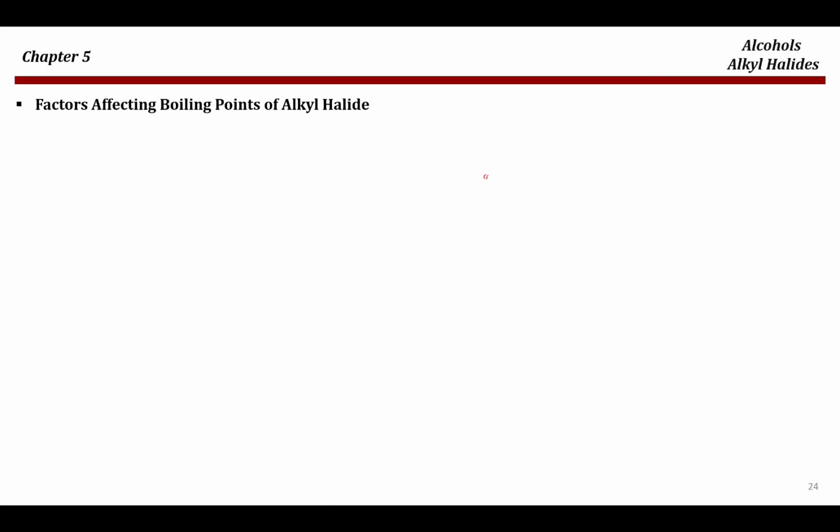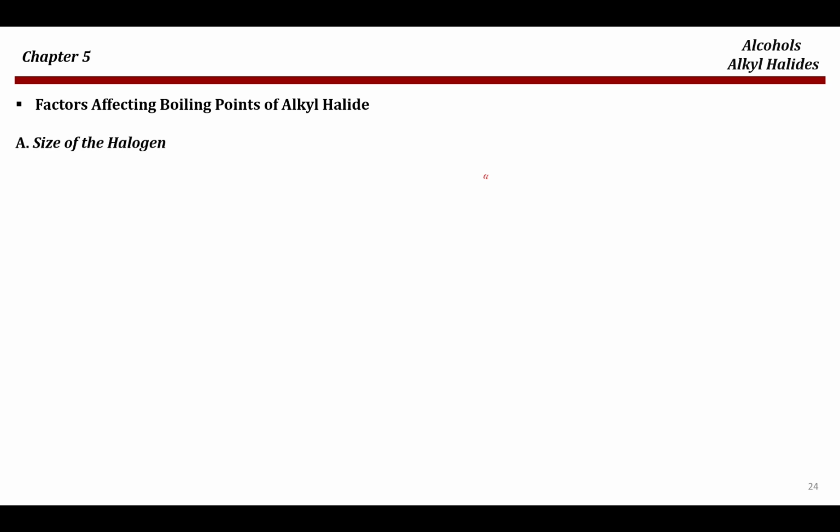Hi, in this video I will explain the factors that affect the boiling points of alkyl halides. In the previous video we discussed the factors which make the boiling points of alcohols higher than those of alkyl halides, and I mentioned that alcohols can have higher boiling points because they can make hydrogen bonds, whereas alkyl halides cannot. So what are the factors which affect the boiling point of alkyl halides?